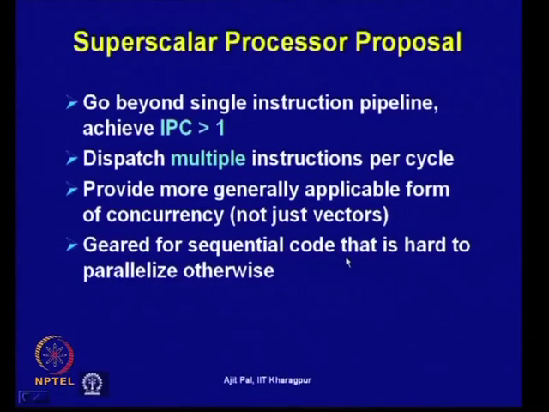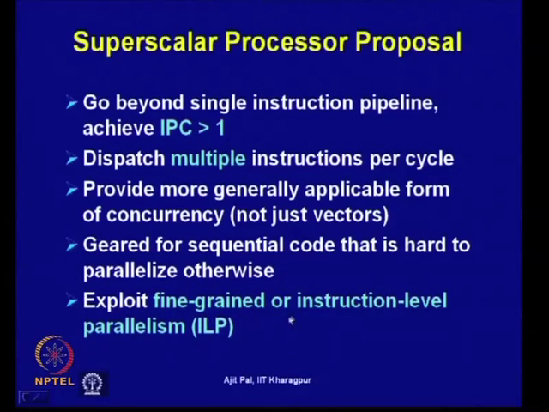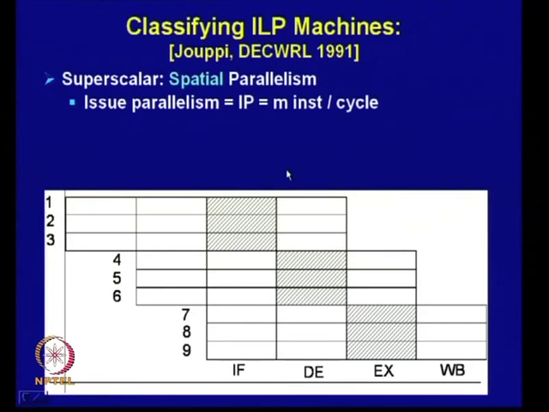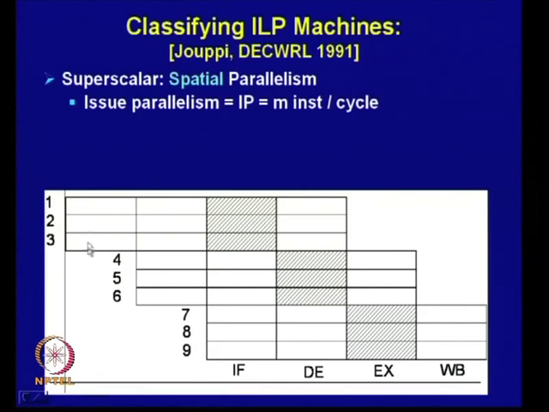So, it is geared for sequential code that is hard to parallelize otherwise, and obviously, it will exploit fine grain or instruction level parallelism. That is your superscalar processor, and how it is done is shown with the help of this diagram. Here we are utilizing spatial parallelism. In conventional pipelining, we have seen we tried to use temporal parallelism, so instructions were issued one after the other in time at an interval of 1 clock cycle. But here, several instructions are simultaneously issued. So, issue parallelism is m instructions per cycle. This is the parallelism that is present in a superscalar processor.